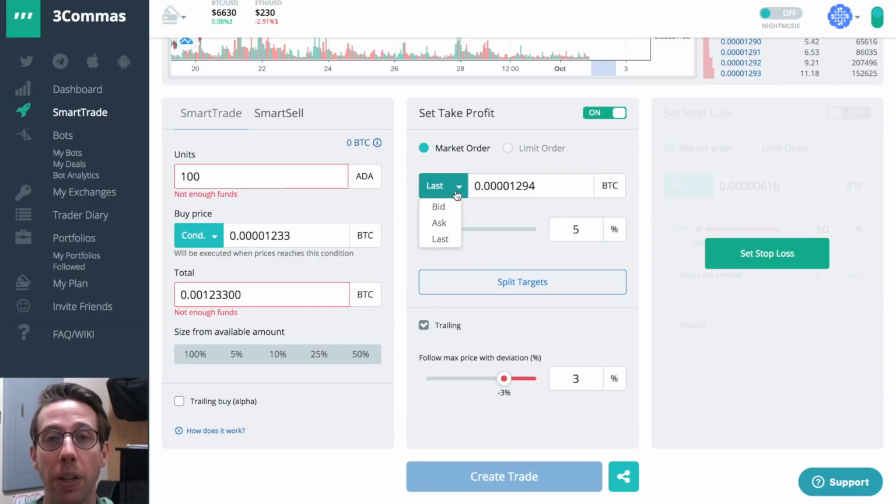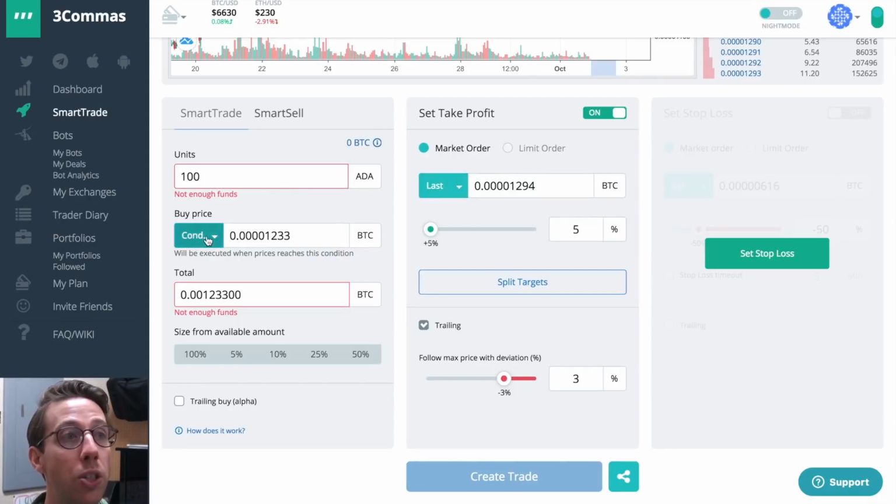Let's start with the take profit window. There's bid, ask, and last. Bid means you're going to be selling to the highest bidder. Ask means you're going to be selling to the lowest person selling. Last means you're going to be selling when it's that price exactly.